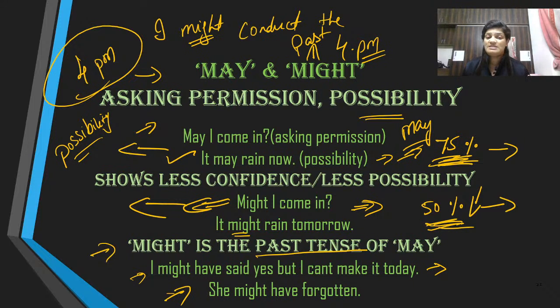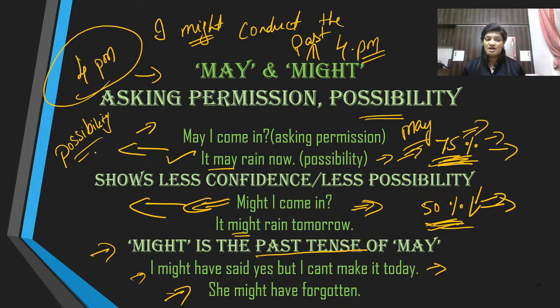And supposing if I say it may rain, the level of confidence is higher. May, confidence is higher. Might, confidence is lesser. All you have to keep in your mind is may speaks about 75%, the possibility of the action happening is 75%, and might is 50%.